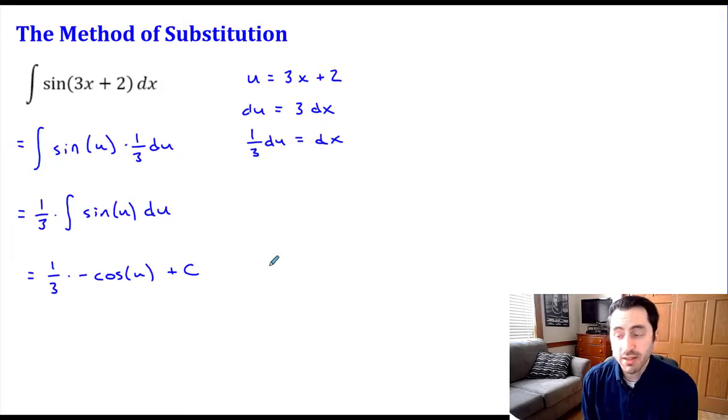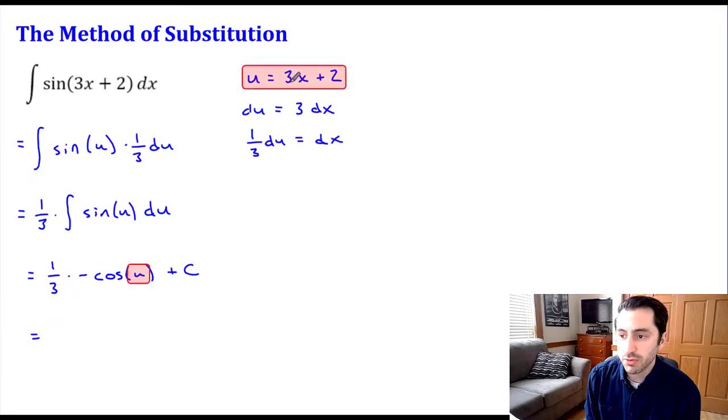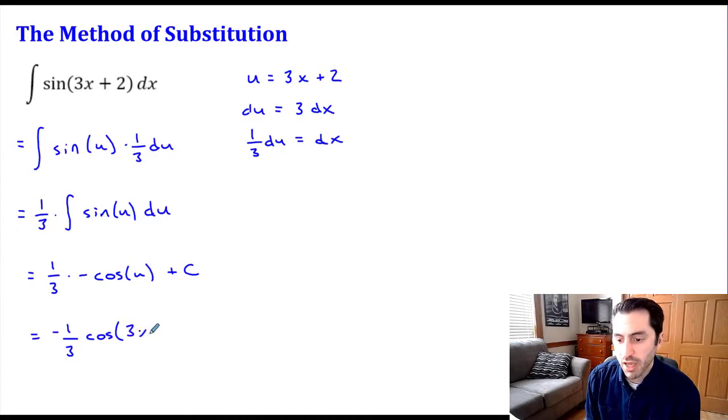And now the last step, we need to undo our substitution. I know what u is equal to, so we'll resubstitute that back in, and we'll get our final integral here. So negative 1/3, and then cosine, and then resubstituting for u, we'll plug in 3x plus 2, and we still have our constant term. And there's our final answer.